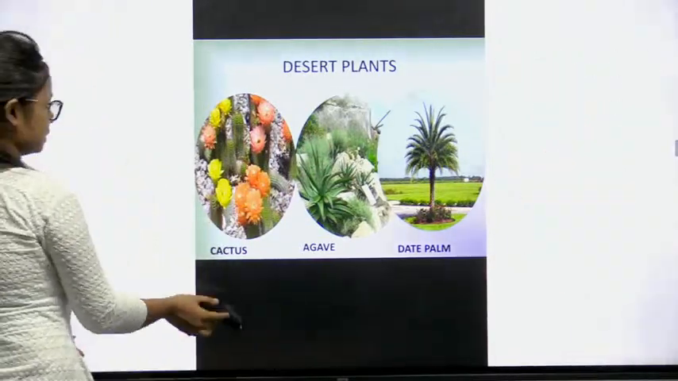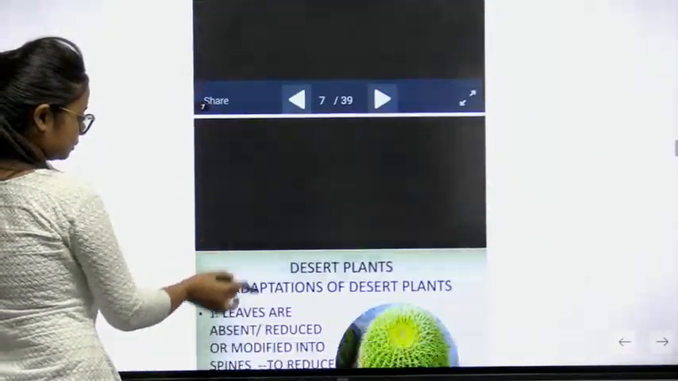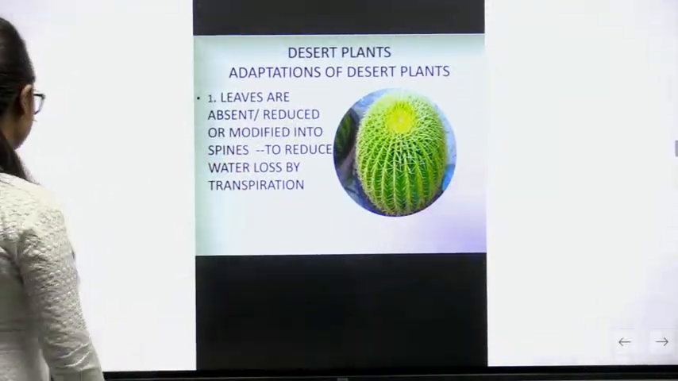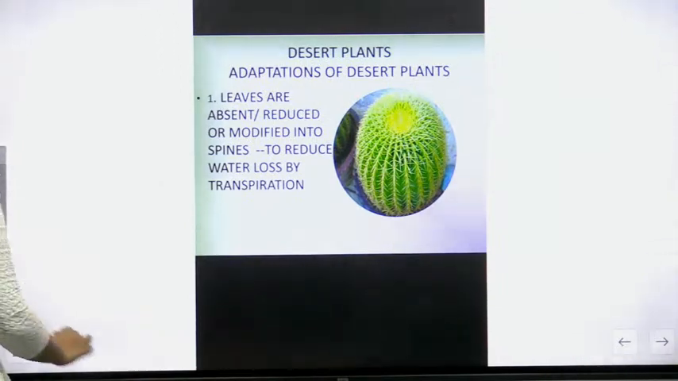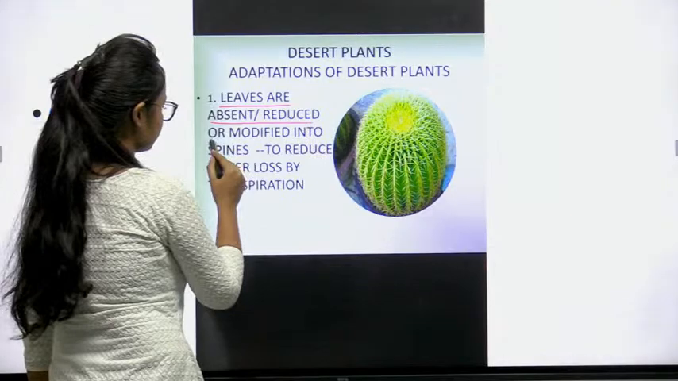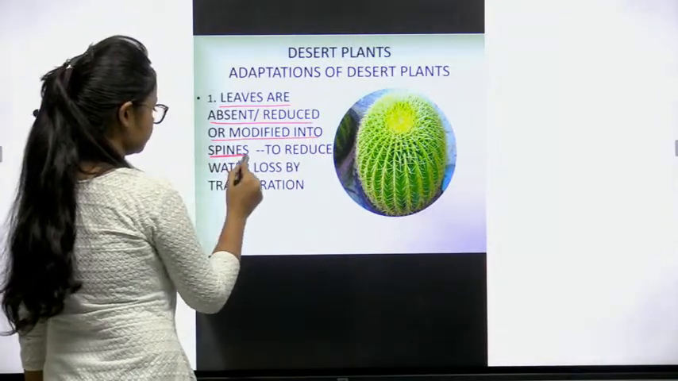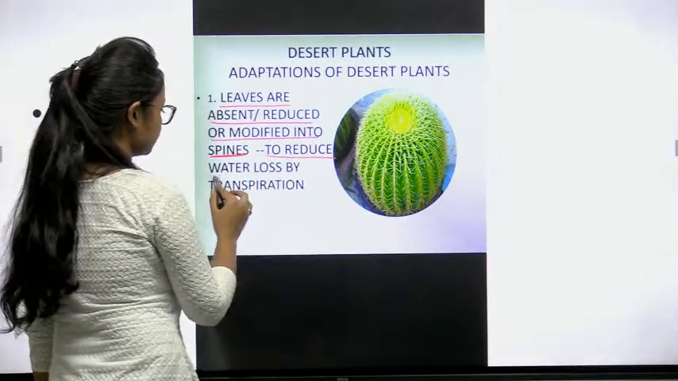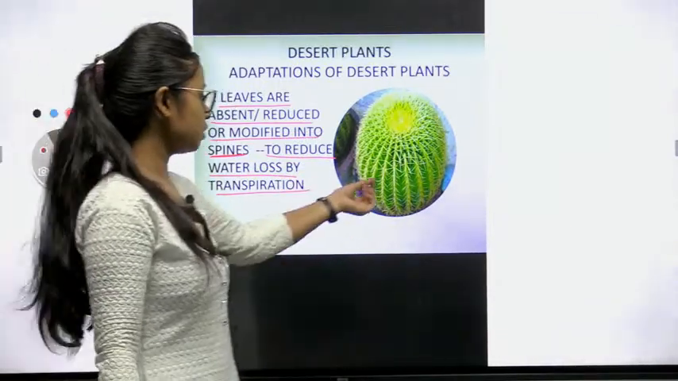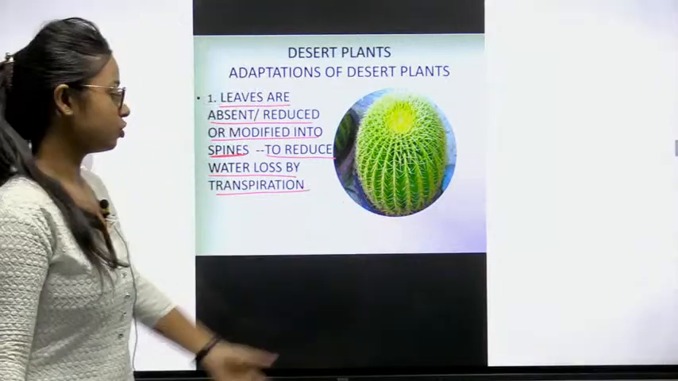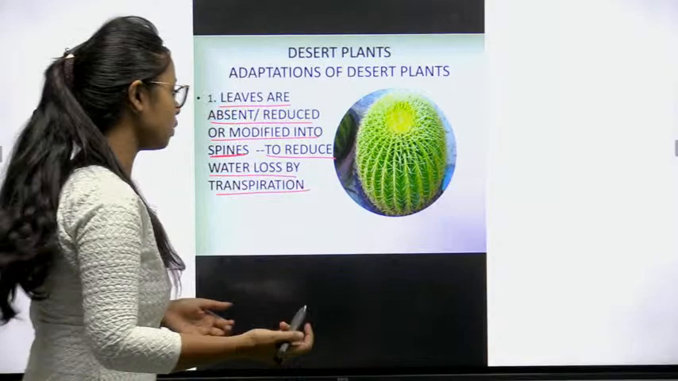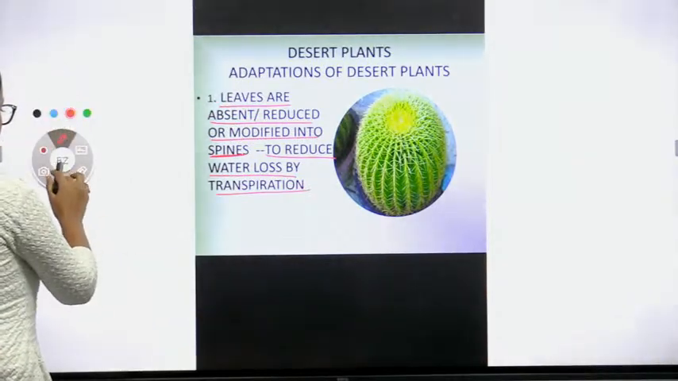Okay, desert plants. See over here, plant desert. You can see this is written over here. I have told you that leaves are absent or reduced or modified into spines to reduce water loss by transpiration. This is how the leaves are turned into spines, so that through transpiration they will not lose their water. Okay, they can store their water in themselves.